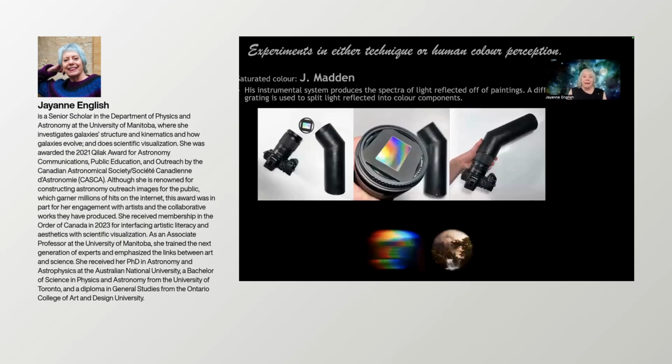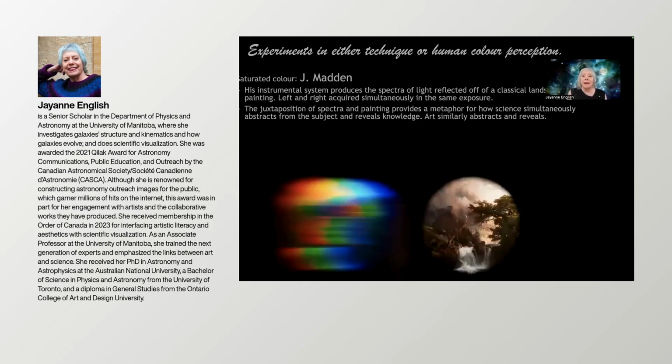Madden constructed an instrument that produces spectra of light, which he points his camera at paintings and uses the reflected light. It bounces partly to the detector on the camera itself, creating an image of the painting, but part of that very same light goes through a diffraction grating and produces spectra, so the color components of that light. It juxtaposes them side by side because this provides a metaphor on how science simultaneously abstracts from the subject it's studying and reveals deeper knowledge. And he feels that this is similar to art, which abstracts and reveals.